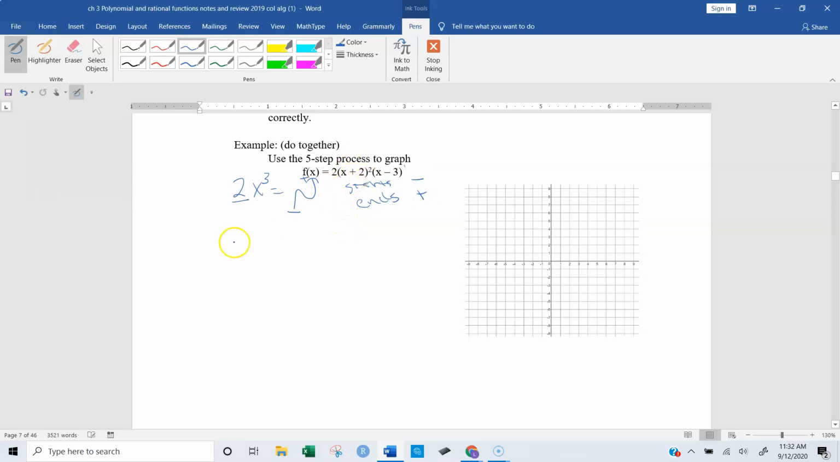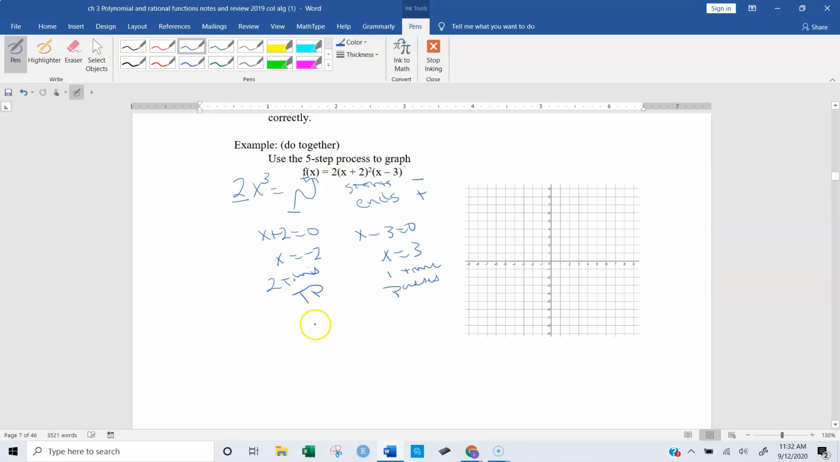All right, next we have to find our roots. So we know we have x plus 2 equals 0. So x equals -2, 2 times. So it is a turning point. We have x minus 3 equals 0. X equals 3, 1 time. So it passes through. It does not flatten out because it's only 1 time.